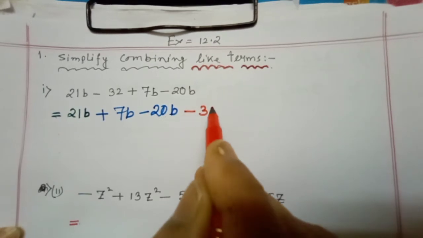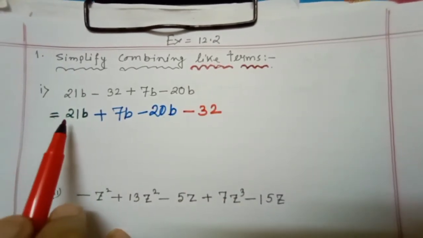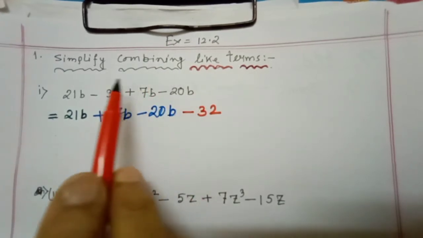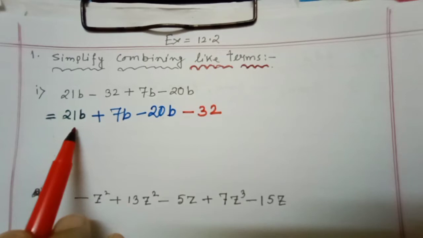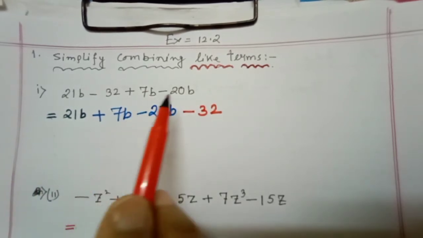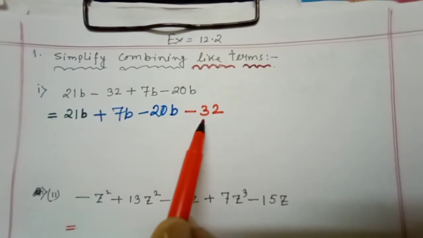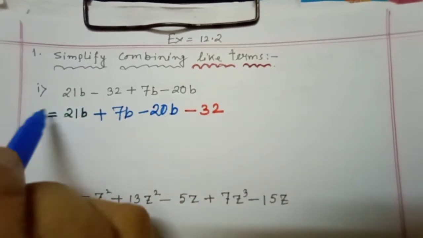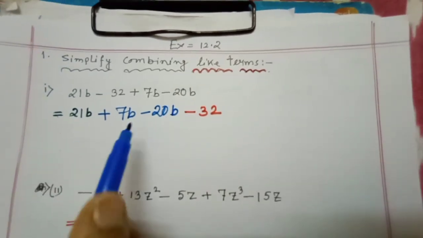So I am using color. You need not use color, as I am explaining here. So I am using different colors now. 21b, 7b, 20b: these are the like terms, and minus 32 is different. So I have given it in a different color. Now these are like terms.